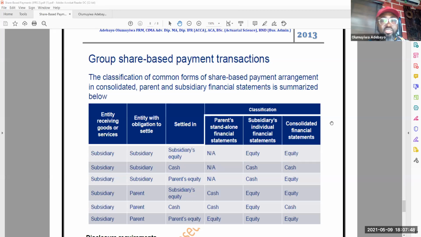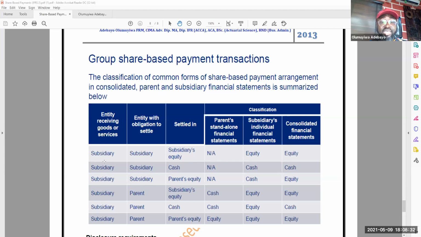Now let me summarize what this is saying: the way you treat share-based payment is a function of the substance of the transaction and at what level you are treating it. Is it at the parent level as a standalone? Is it at the subsidiary level as a standalone, or is it at the consolidation level? The first one is this: the entity receiving goods or services is the subsidiary, the entity obliged to settle is that same subsidiary, and that subsidiary is to settle with its own shares. Therefore, it has no implication on the parent's book, but in the subsidiary's book it will be treated as equity settled, and it will also flow to the consolidated as equity settled.